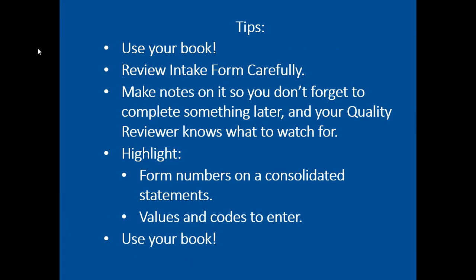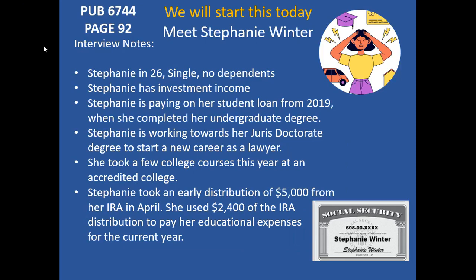So a few tips before we talk about the return: use your book. Review the intake form carefully. This is for every return you do. Make notes on the intake form so you don't forget to complete something later, and then your quality reviewer knows what to watch for. Highlight the form numbers, especially on a consolidated statement, because you can have all those different forms just in one set. Also highlight any values and codes that you need to enter, especially on those 1099Rs. Use your book. Okay, so we're going to start on the Stephanie Winters scenario today.